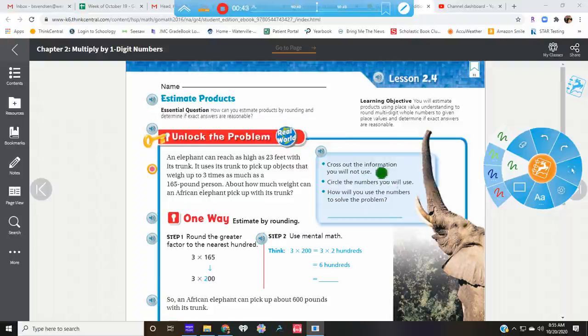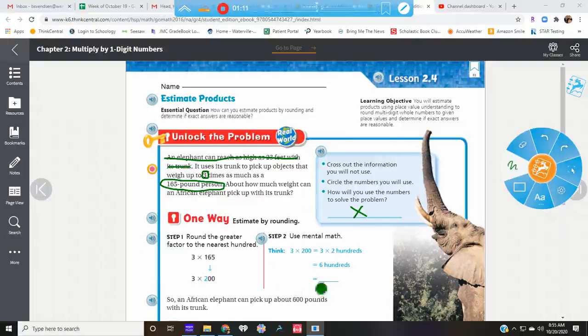Okay, so really it's cross out the information we don't need. We don't need to know that its trunk is 23 feet long. But we do need to know that it can pick up objects with 3 times as much weight as a 165-pound person. Okay? How will we use the numbers to solve the problem? We are going to multiply. And I'm just going to put an X because it's hard for me to write with this.